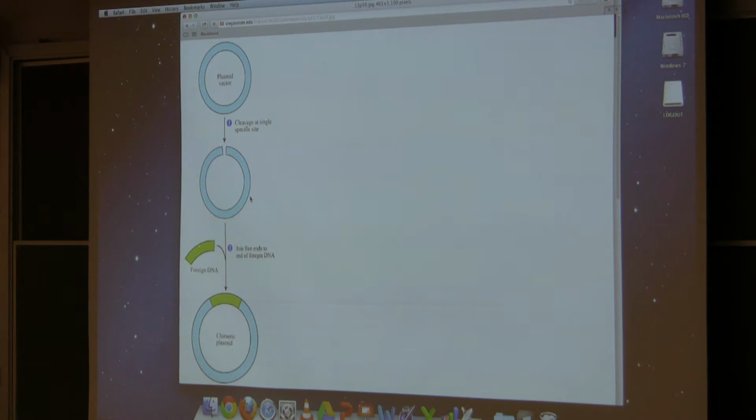Now, there's one other problem I'll explain to you in a minute. This looks like it's all very nice and simple. I've already told you there's limits of getting the stuff in. There's also limits of the efficiency with which I can insert that DNA into here.